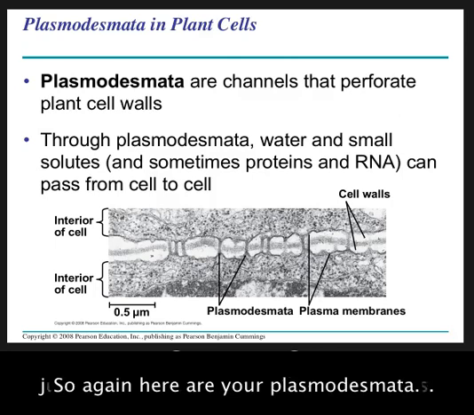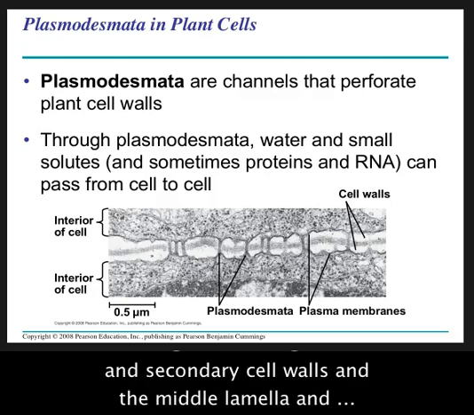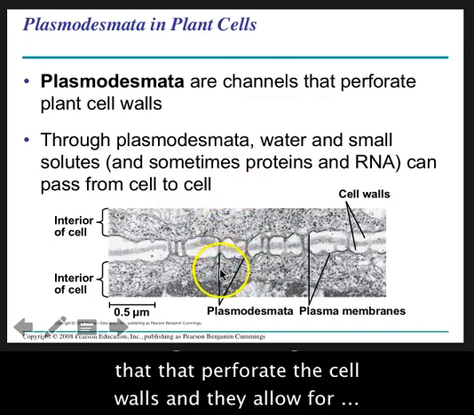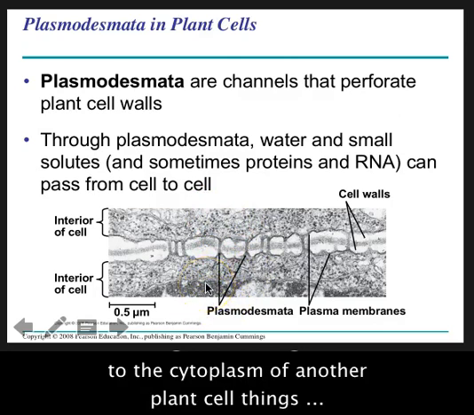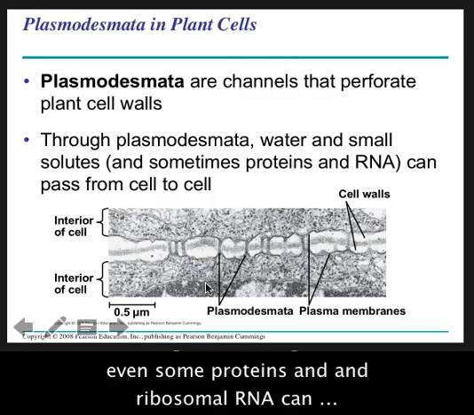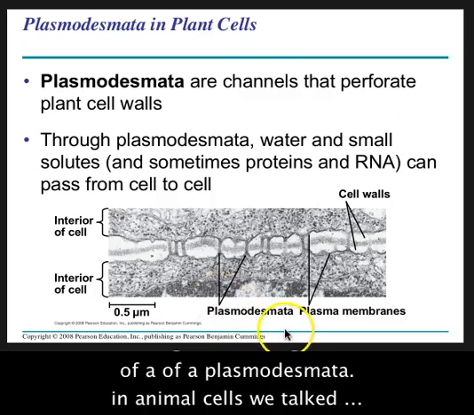So again, here are your plasmodesmata. We looked at those when we looked at the primary and secondary cell walls and the middle lamellae in plants. Plasmodesmata are channels, or bridgings that perforate the cell walls, and they allow for solutes to pass from the cytoplasm of one plant cell to the cytoplasm of another plant cell. Things like water, some of the small solutes, sometimes even some proteins and ribosomal RNA can pass from one cell to another, but that's the job of a plasmodesmata.